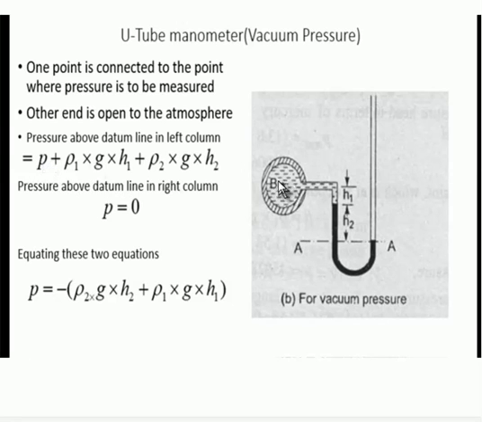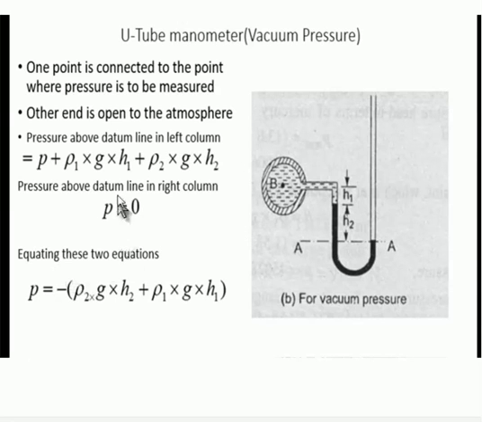Here we have the pressure P plus rho 1 g h1, and then rho 2 g h2, because this fluid is again different and this fluid is again different. So that is given here. The pressure above the datum in the right column: there is no fluid at all in the right column above the datum, so you have to take P equal to 0.